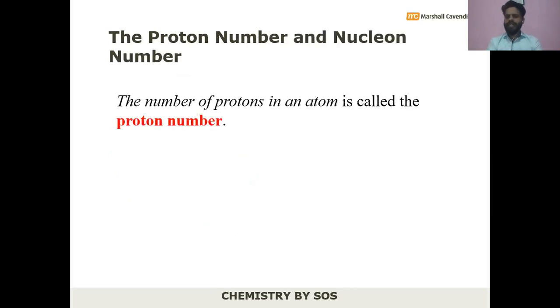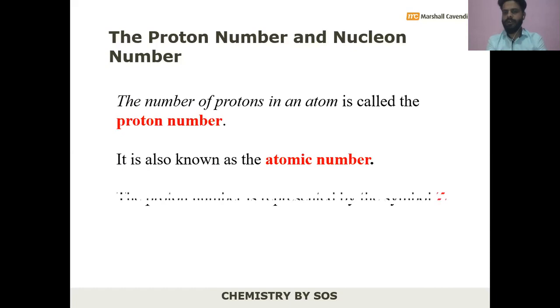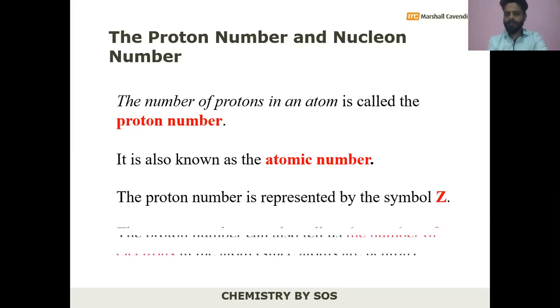When we talk about atoms, we have to know the term proton number, because proton number is the identity of any atom, of any element. Proton number is actually the number of protons present in the nucleus of an atom, which shows the number of protons as well as the number of electrons in an atom. It is represented by capital Z. We can also call it atomic number.